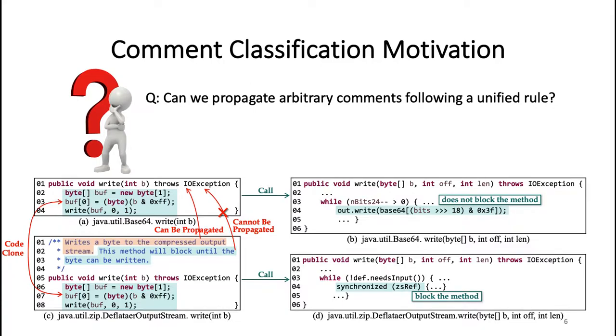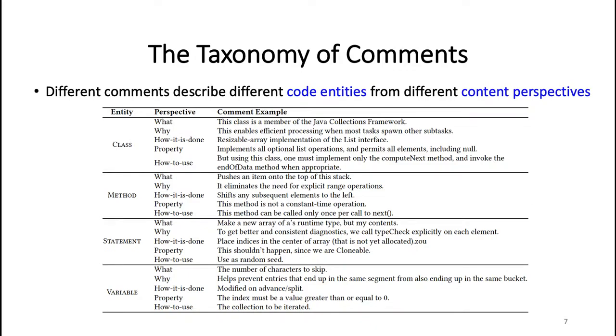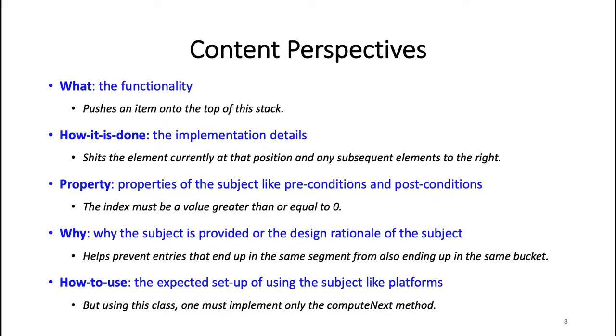Based on our study, the comments can be categorized into different groups. For example, the first comment here is actually describing the functionality, and the second one here describes the property. So before we perform the propagation, we have to construct a fine-grained and comprehensive taxonomy of comments. This table shows our comment taxonomy. We have two dimensions, code entity and content perspectives. Code entity means elements like classes and methods. Content perspective means functionalities, rationales, implementations, etc. Please read our paper for details.